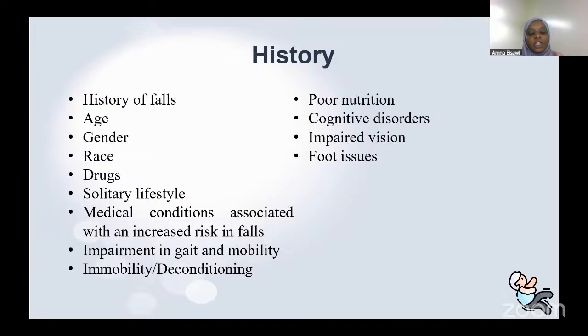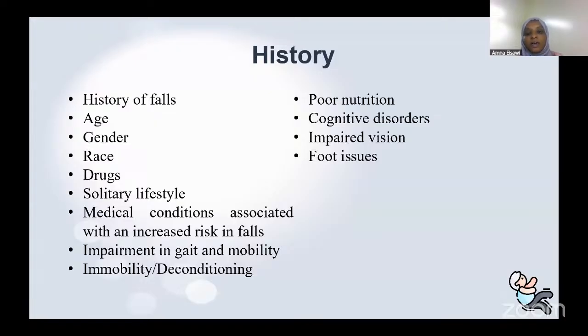Okay. Medical conditions that are associated with an increased risk of falls should also be assessed, and those include various types of conditions, starting with hypertension, moving on to neurological conditions that affect the balance, and so on. Impairment in gait and mobility should also be assessed in the history and examination. And immobility or deconditioning as well. So we would need to see if the patient has really bad mobility or is immobile. Poor nutrition as well, because it can cause orthostasis, dizziness, and again, it contributes to the worsening of sarcopenia.